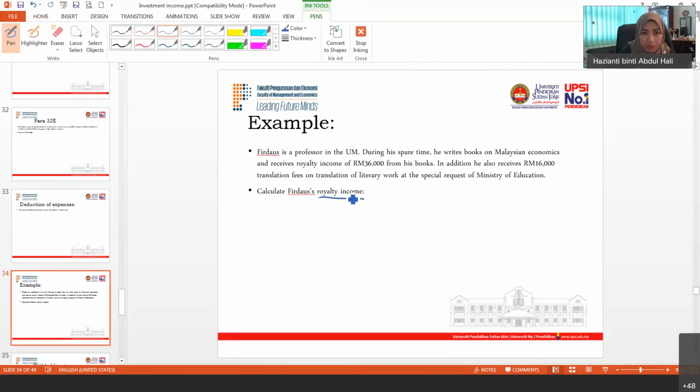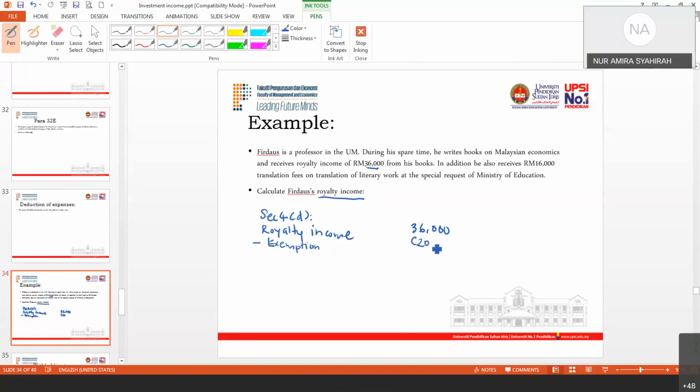So we know royalty income is actually under section 4D. So we are doing section 4D now, royalty income. And then he has royalty income here. The first one is 36,000. Now he gets royalty income from his books. Always go back to the exemption. So if he writes book, how much is the exemption? Check your notes. If you write book, how much is the exemption? 20,000, yes. So for books, you get 20,000 exemption, which will give you 16,000.